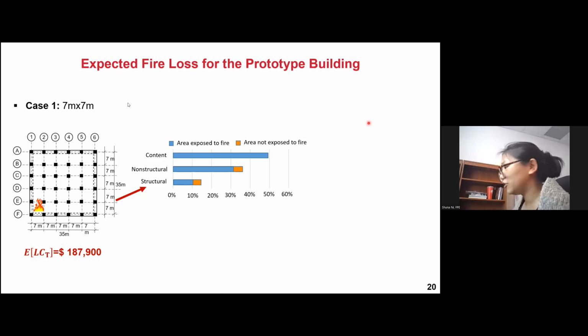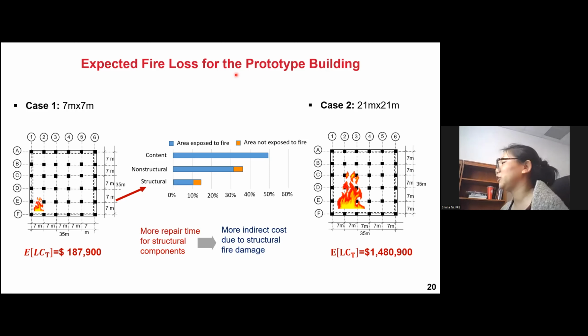And also we have considered another scenario, which is case 2, where we assume all the fire is confined in 21 meter by 21 meter, but we consider its potential different locations in our building. And the total cost is almost 8 times the first scenario. So which means that if we can confine the fire just in one compartment and prevent it from spreading to the other areas, in reality we can reduce the fire loss significantly.